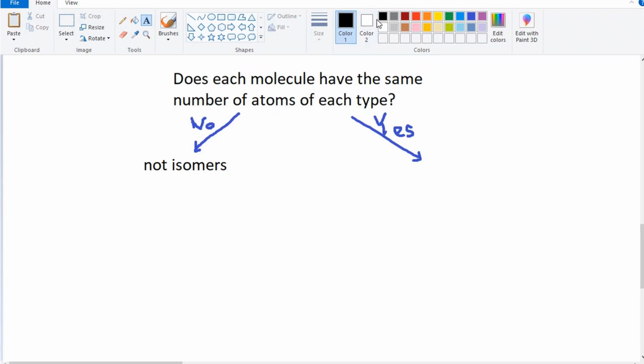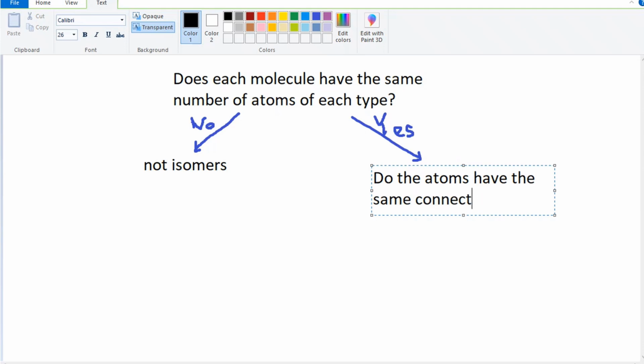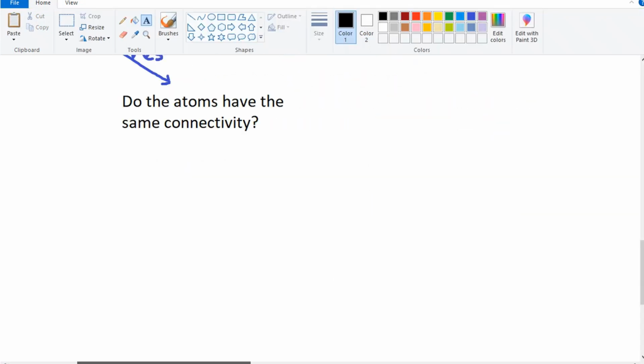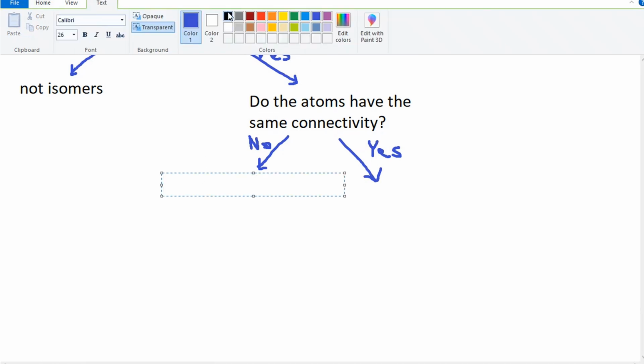Okay. Next. So the next question, if it's yes, then you have to ask, do the atoms in the two molecules have the same connectivity? Connectivity means that the same atoms are connected to the same other atoms. If the answer is yes, then we have to ask another question. If the answer is no, then they would be structural isomers or constitutional isomers. Those are two different ways of saying the same thing.